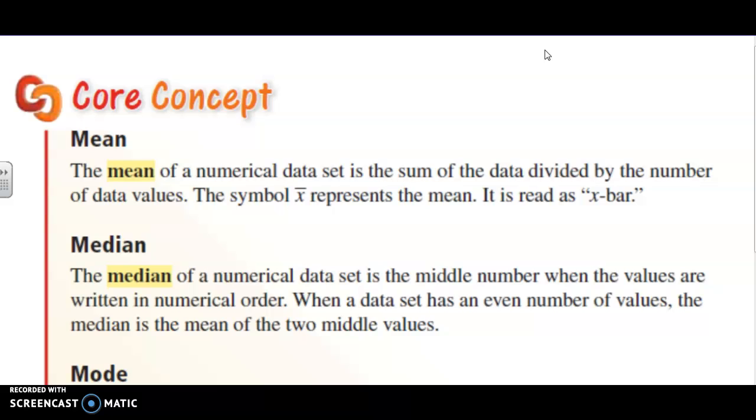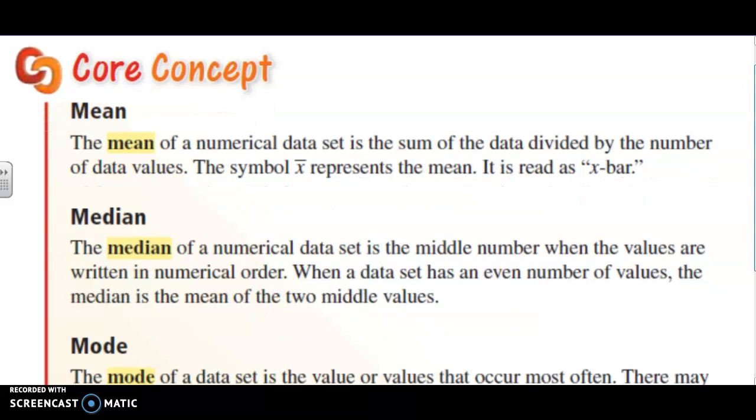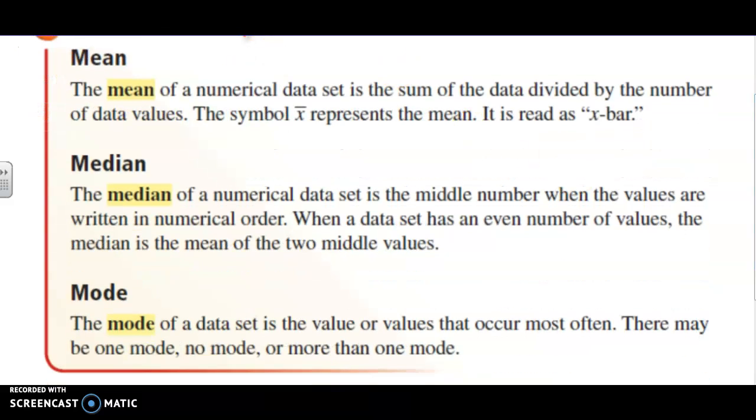The ones that we're going to talk about are mean, median, and mode. Mean means average. So when you add them all up and then divide by how many there are, that is the mean. It is represented by X with a bar over it, and it's read as X bar. So if you're talking about the mean, you have X with a line over it. Median is the middle number in a data set.